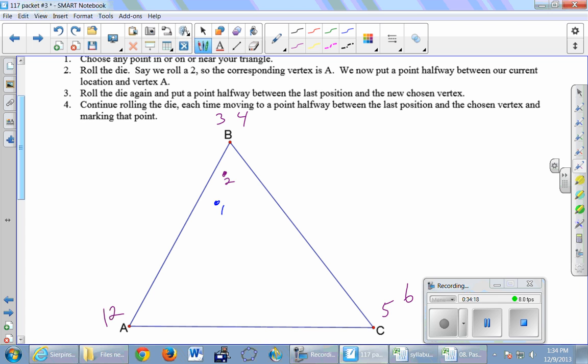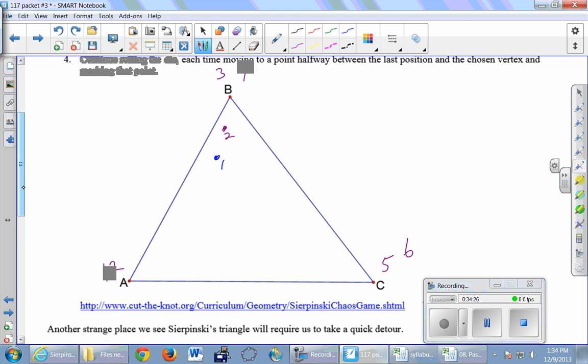Okay, and now we're going to roll the die. Damien, what number comes up on the die? Damien says 6. 6 heads us towards which vertex? C. So halfway between the current dot, which is number 2, and vertex C, you're going to put another dot. I'll use a different color. Estimate like halfway between. Call that 3.